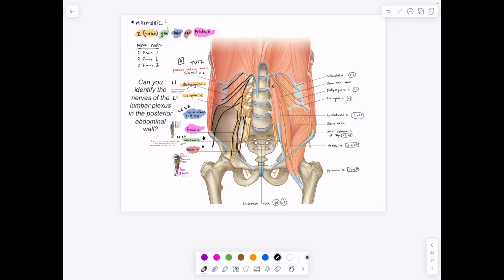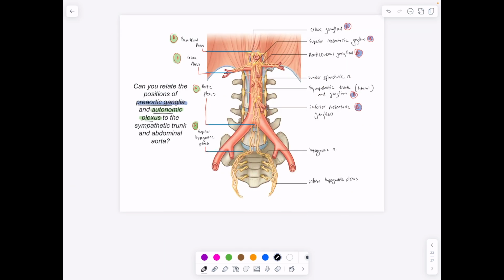Femoral nerve is coming out laterally. Obturator is most medially. And then this is 2 from 3. So femoral is going to be 3. So L4, L3, L2, and same thing with obturator, L2, L3, L4. All right, not too bad. Hopefully that helped. And then we have the autonomic plexi.